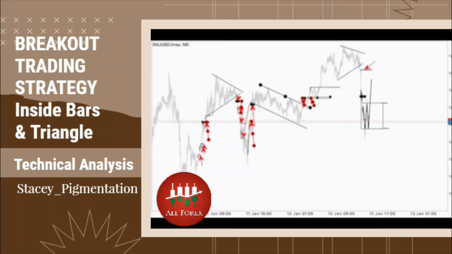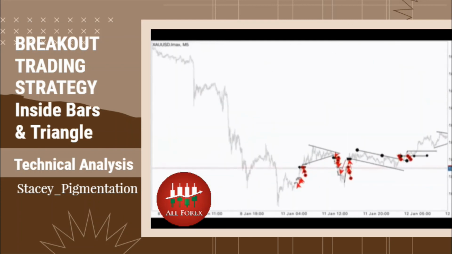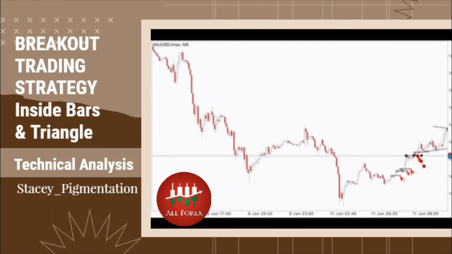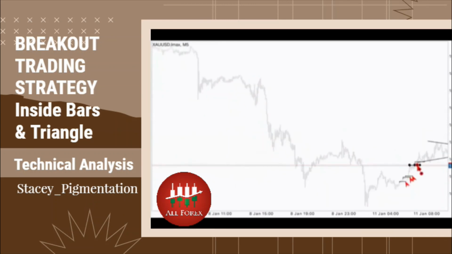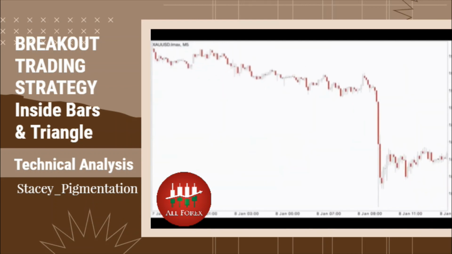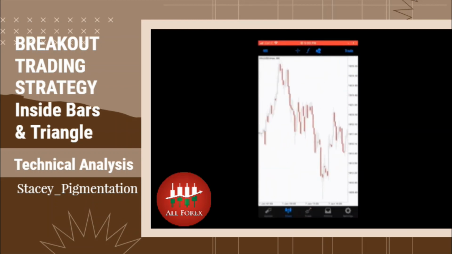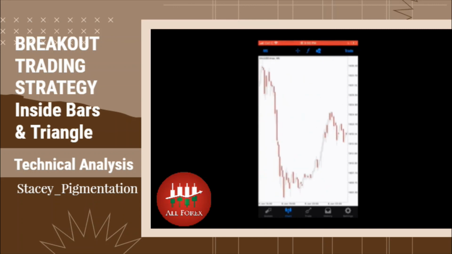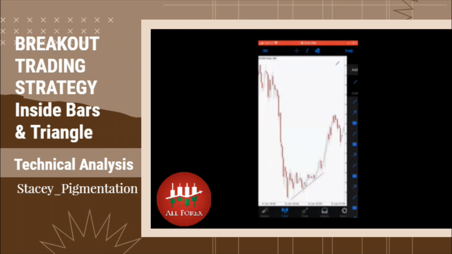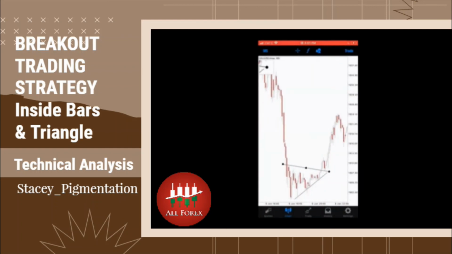Like I said, if you can identify that the market has dropped enough, that's where you can try to fit in a triangle. Or if you can identify that the market has rallied enough, that's where you can identify a triangle. For example, here you can tell that the market has dropped enough. Let's see if we can fit a triangle. Yes, we can fit a triangle. That's a triangle right there.